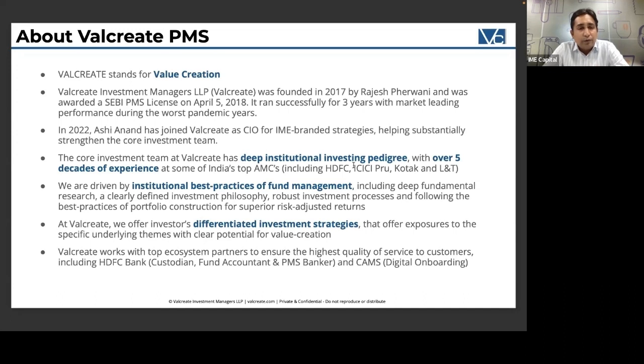And the aim is to offer differentiated investment strategies that give exposure to specific underlying themes where we really believe value creation is a lot more possible. You'll see this is an underlying theme across the various strategies that we launch. So the aim is to take this very deep institutional investing pedigree and launch more differentiated strategies that would typically not be available in a mutual fund type of construct.